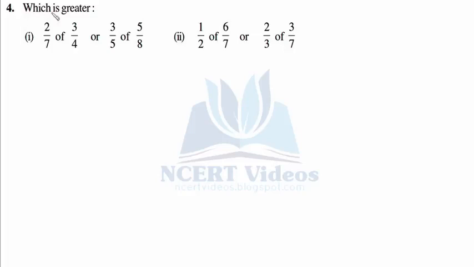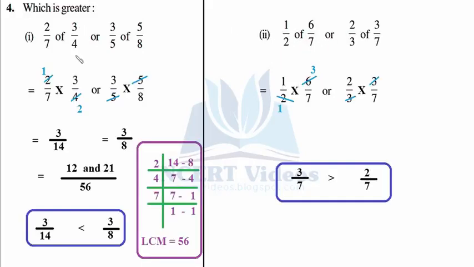Fourth, which is greater? Now we have to compare in each question which amongst them is greater. So "of" means multiplication. The whole concept is to make you understand that "of" in mathematics means multiplication. So here we go: 2 over 7 of 3 over 4 and 3 over 5 of 5 over 8. Just place a multiplication sign when you see "of". So now we will solve it.